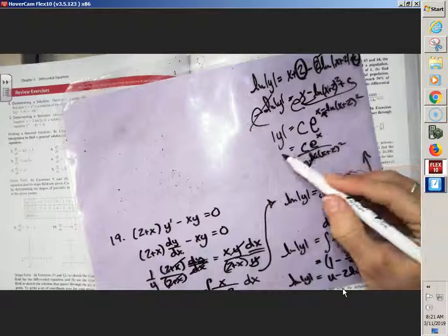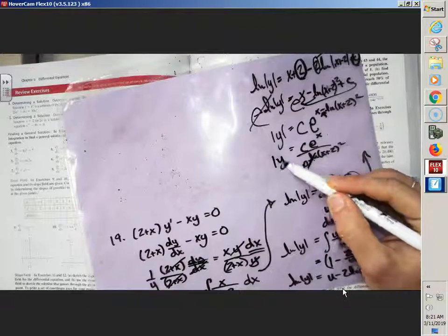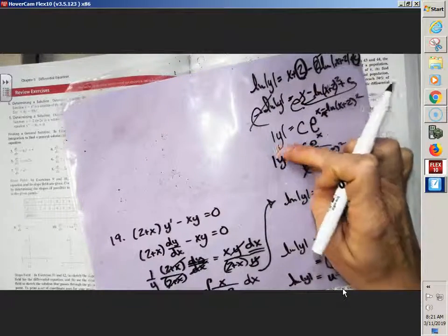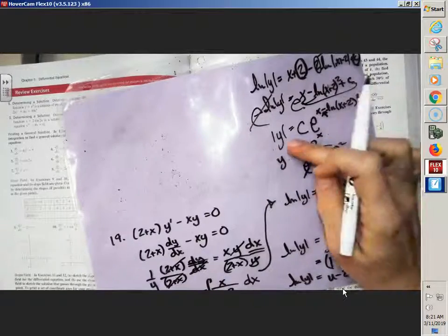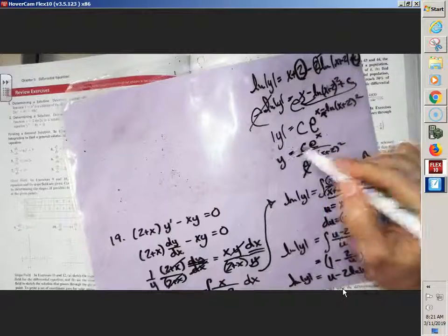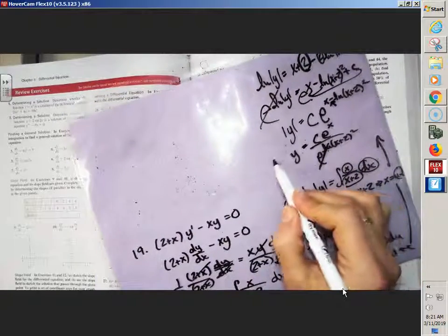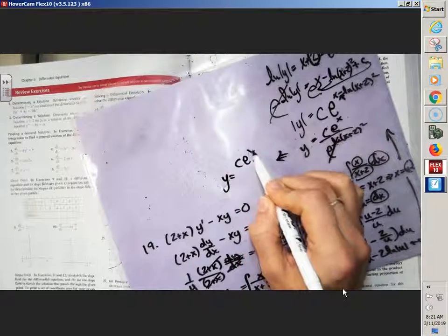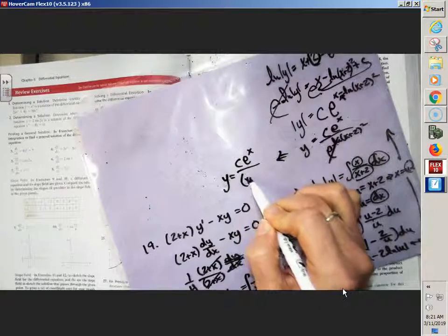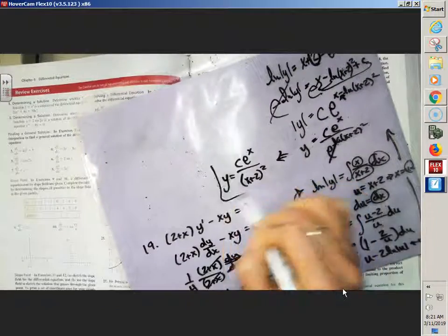Cross it off. That absolute value for the y can kind of get absorbed into that constant over there, which will sometimes be positive and sometimes be negative, so we can go ahead and get rid of those absolute value bars. And then technically, if I was to write what I have left, I have y equals c e to the x all over x plus 2 squared.